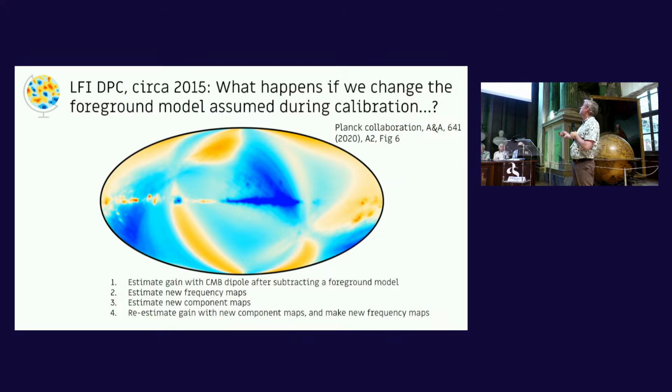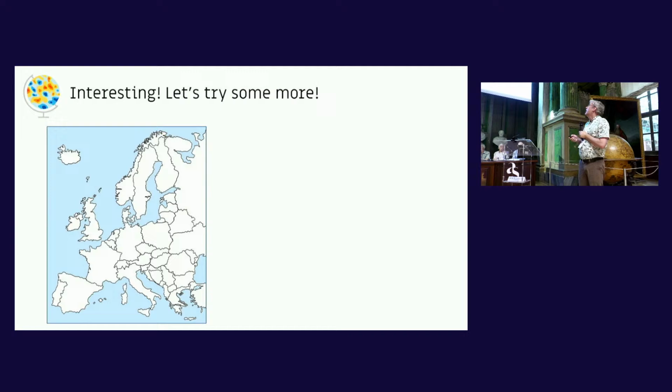This is the difference between those. And it has the same structures from Planck. This tells us that the gain and the foregrounds are very, very tightly coupled. And once we see that, that's when we started thinking, let's do this again. We saw something change, let's do it again.